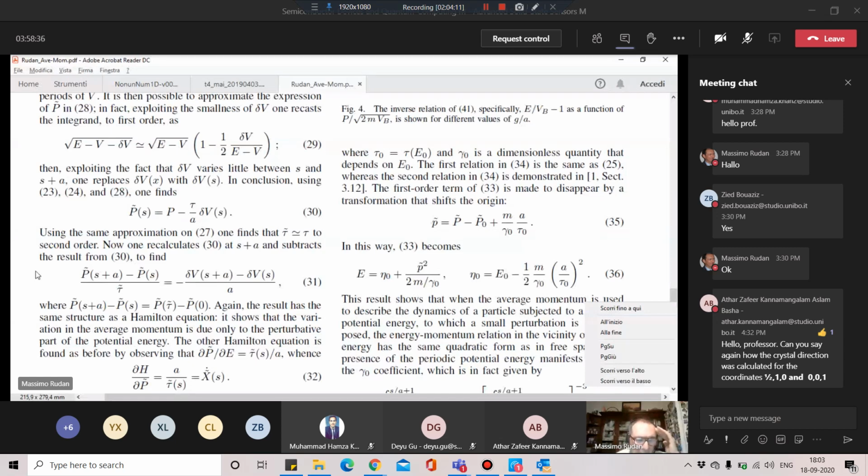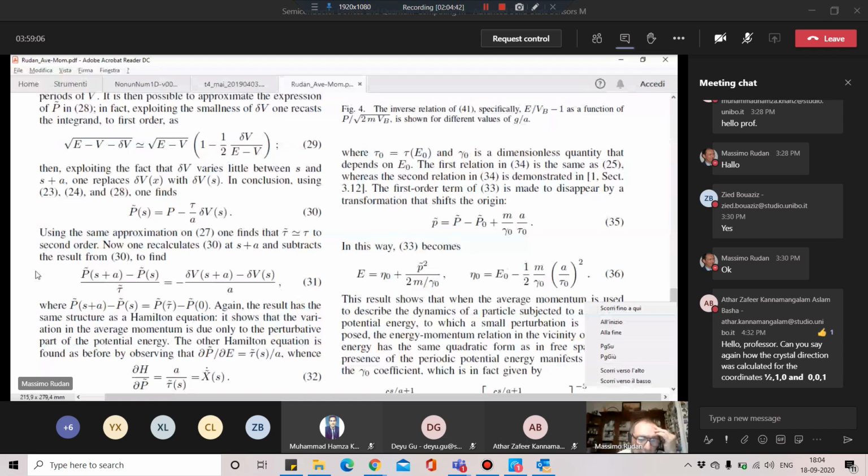So the variation of momentum, you remember in mechanics, the variation of momentum with respect to time is the force, is equal to minus the variation of the external potential energy divided by the period, okay? It's like the derivative of delta V with respect to X, okay? So this is a fundamental relation.